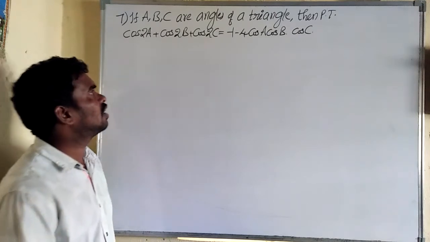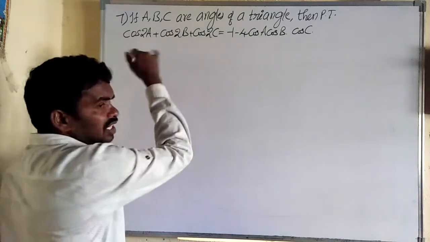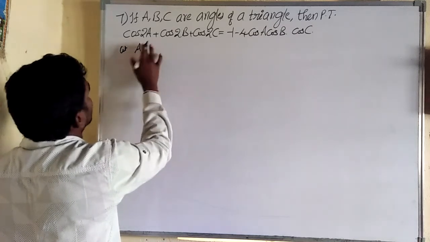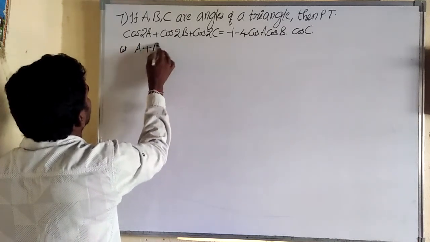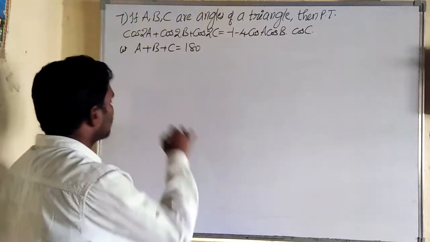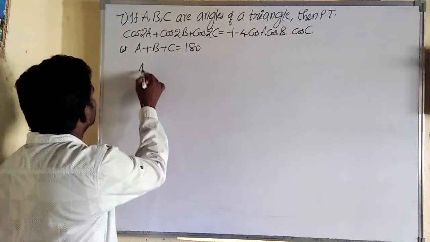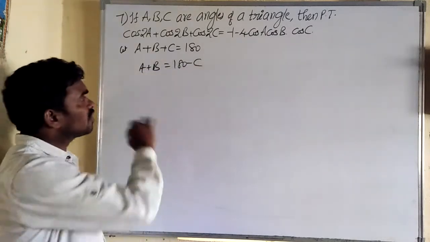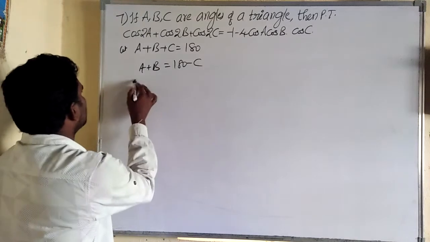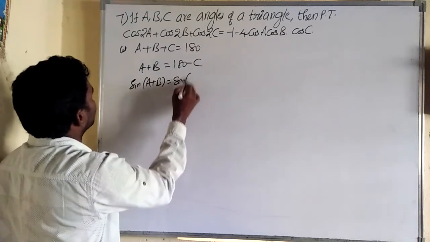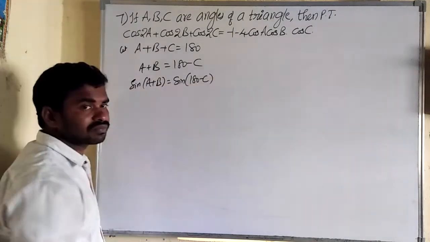How to solve? Same as usual in the previous part. Let A, B, C be the given angles of a triangle. Then A plus B plus C is equal to 180 degrees. For every question we should write these few steps first. So A plus B becomes 180 minus C. If you apply sine on both sides, then sine of A plus B is equal to sine of 180 minus C.